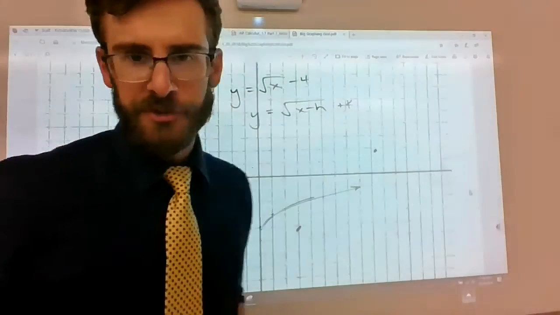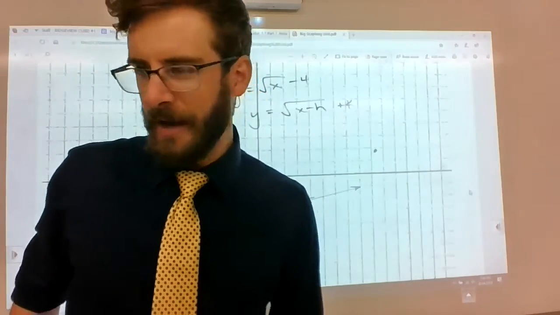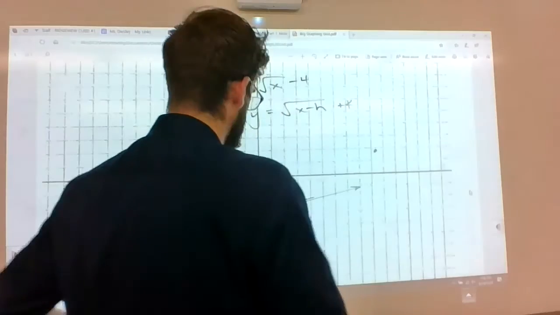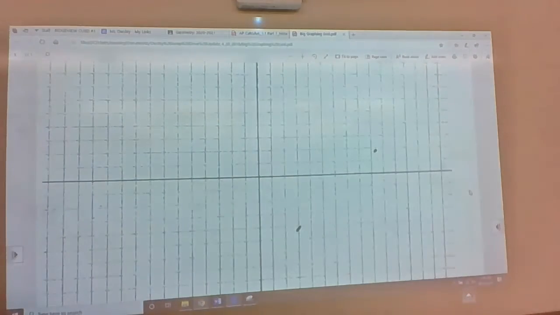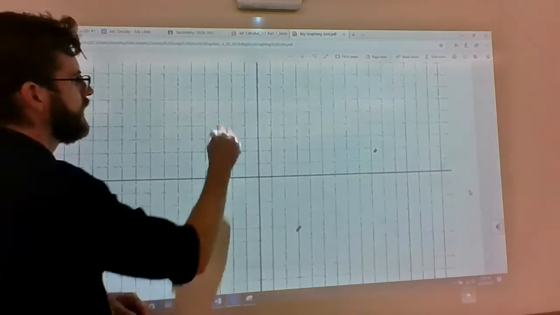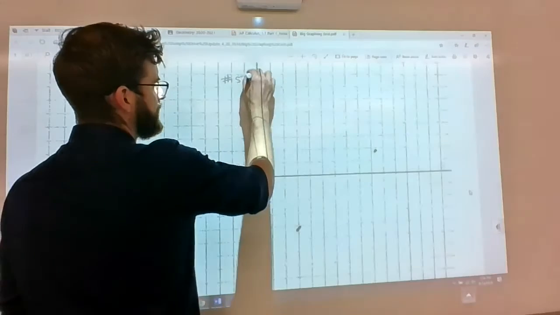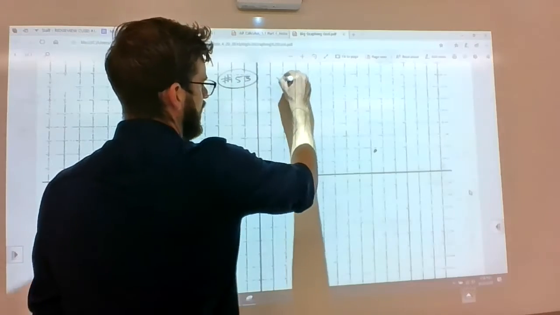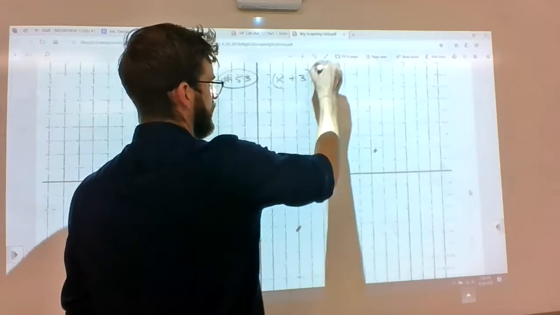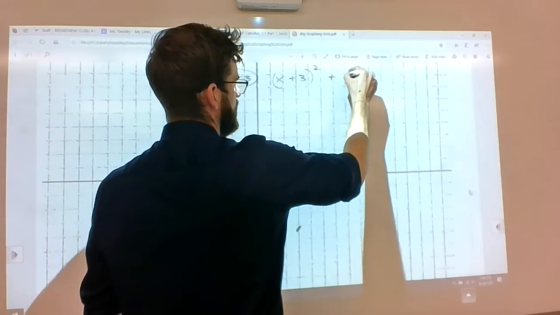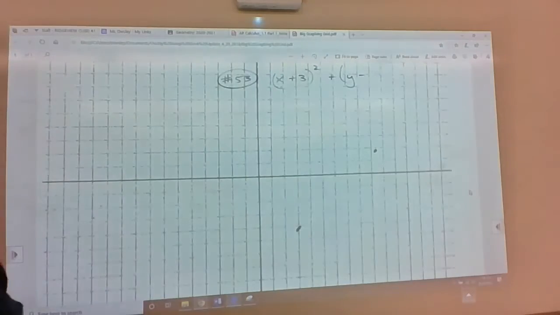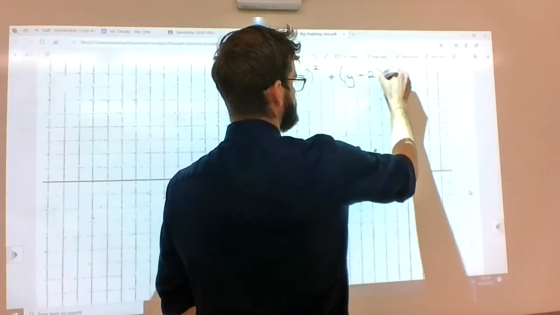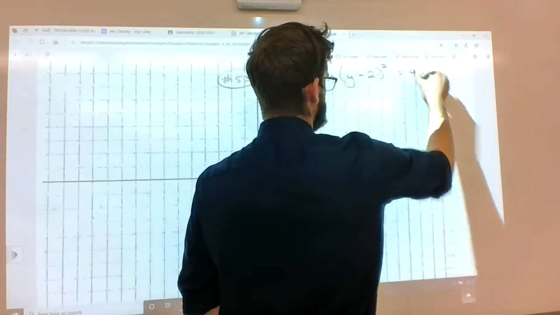The next one looks interesting. It was one that we really didn't talk a whole lot about last year. Number 53. (x + 3) squared plus (y - 2) squared is equal to 9.